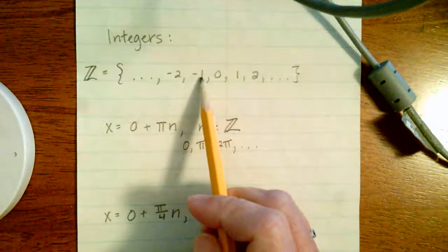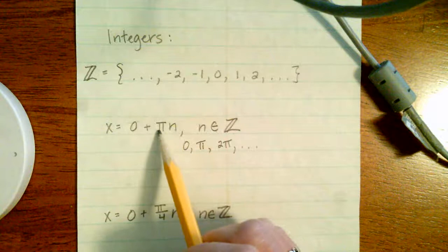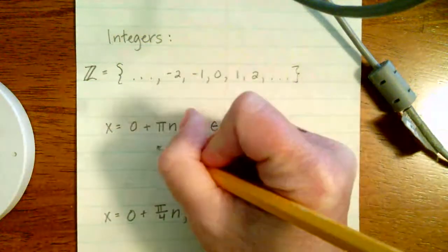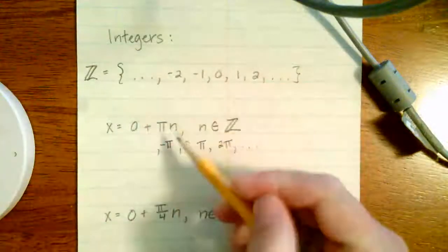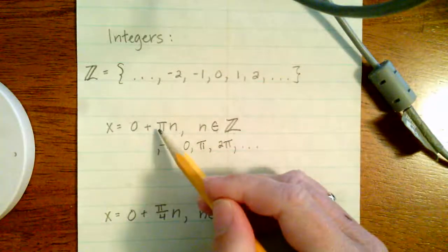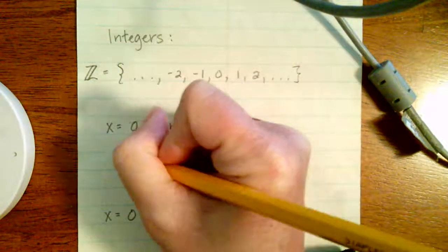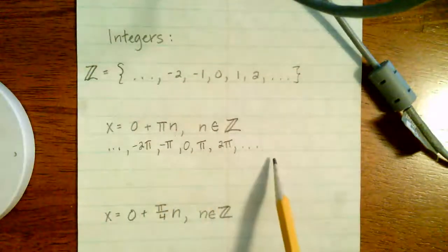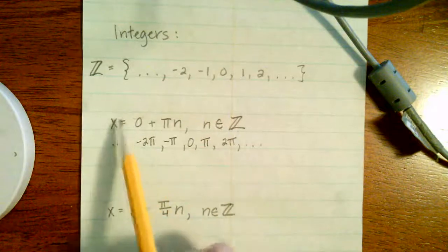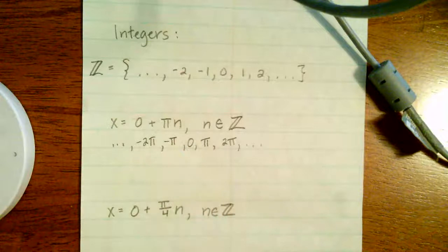But we can also let n be negative values. If n is negative 1, pi times negative 1 would be negative pi, and 0 plus negative pi is negative pi. Similarly, if we let n be negative 2, negative 2 pi plus 0 would be negative 2 pi. Hopefully you could see it would go on and on like that. So instead of having to write out this list every time, we can write these two things, which are equivalent: x equals 0 plus pi n, where n is an integer, is equivalent to this list of numbers.